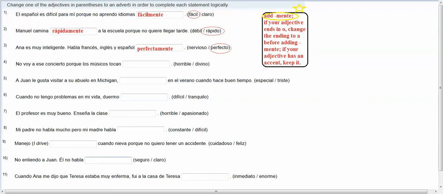Okay. No voy a ese concierto porque los músicos tocan blank. If you don't want to go, they probably play horribly. So I want to change horrible to horribly, and I just add mente.